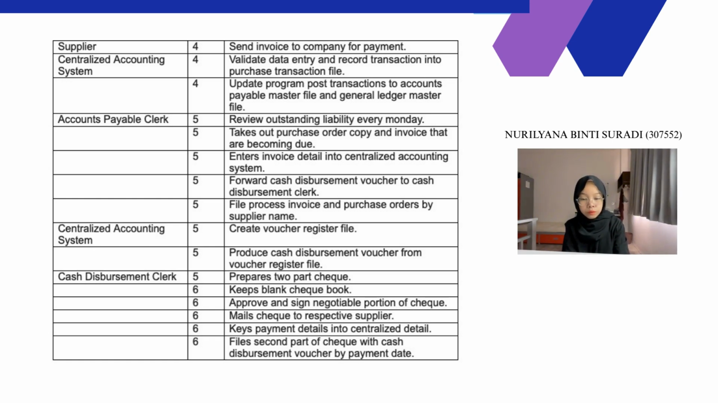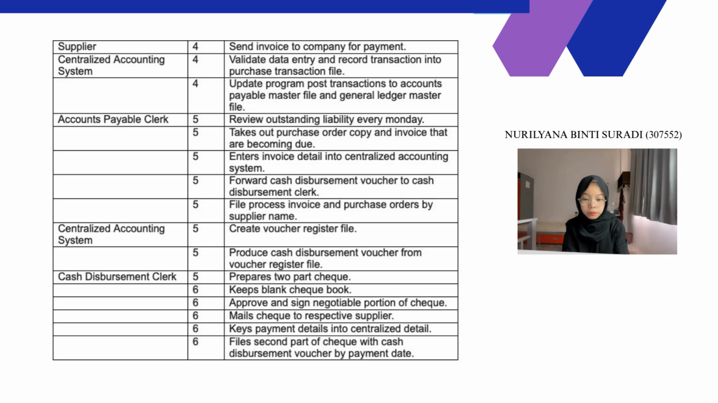In paragraph 5, we have the accounts payable clerk, who reviews outstanding liability every Monday, takes out purchase order copies and invoices that are becoming due, enters invoice details into the centralized accounting system, forwards the cash disbursement voucher to the cash disbursement clerk, and files the processed invoice and purchase orders by supplier name. For the centralized accounting system in paragraph 5, it creates the voucher register file and also produces the cash disbursement voucher from the voucher register file.